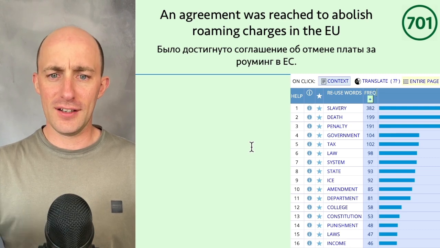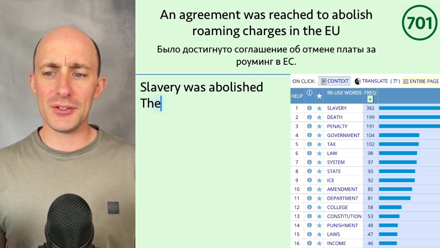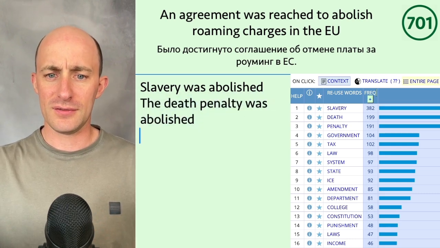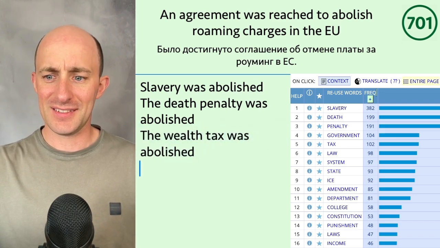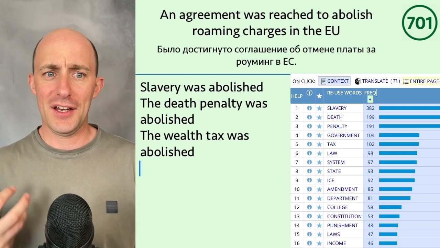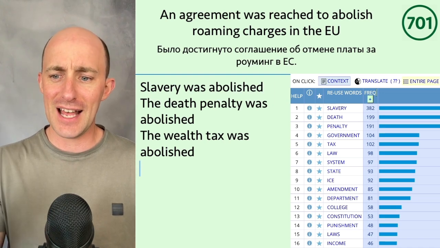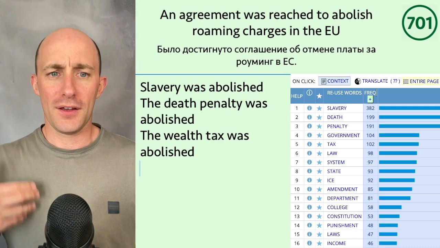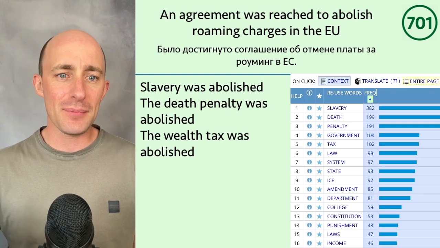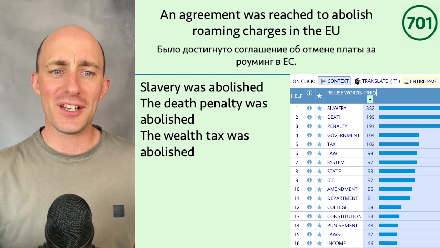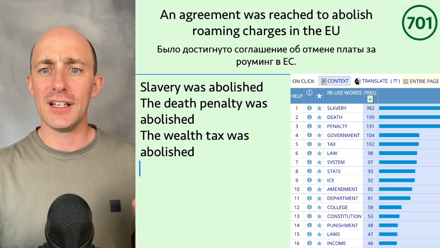So, slavery. Slavery was abolished. The death penalty was abolished. The wealth tax was abolished. So, as you can see, abolished seems to be something legal, because in all these cases, slavery, death penalty, taxes, laws, they are about legally cancelling something. So, of course, it can be cancel. I'm sure you're very familiar with the word cancel, but it's also abolish when we're talking about the legal cancellation of something.